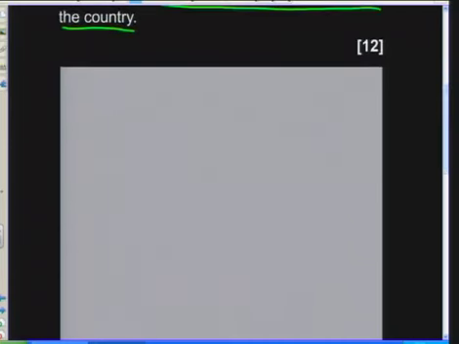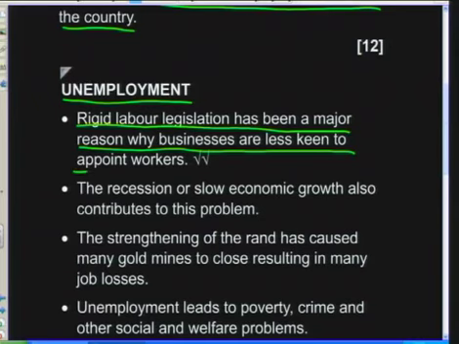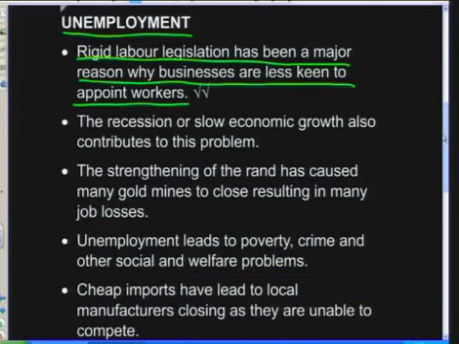Alright, so let's see what's here. First we're going to start with unemployment. Rigid labor legislation has been a major reason why businesses are less keen to keep and appoint workers. Now if you look at South Africa's labor laws, we've got some of the strictest labor laws in the world.